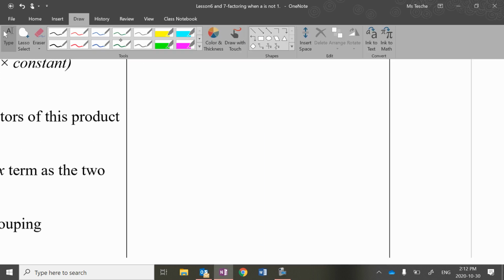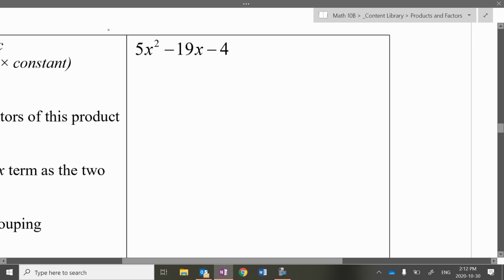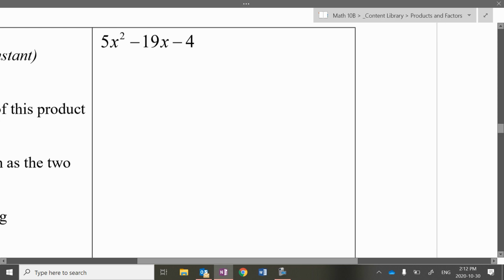So our first step, follow along on this next one. First step, you multiply A and C. So I'm going to go 5, keep your negative. So it's 5 times negative 4 gives us negative 20. So that's our step 1.